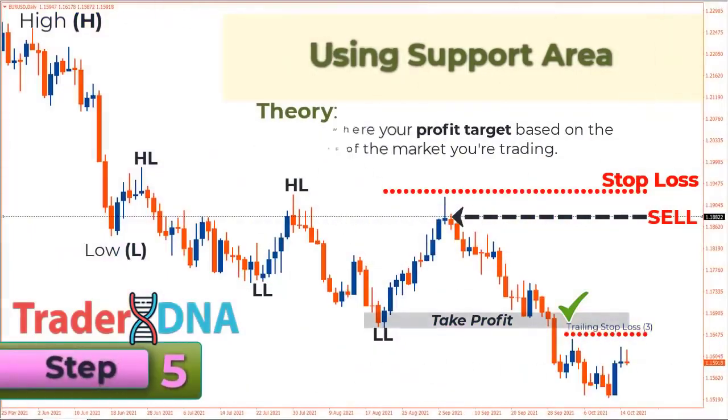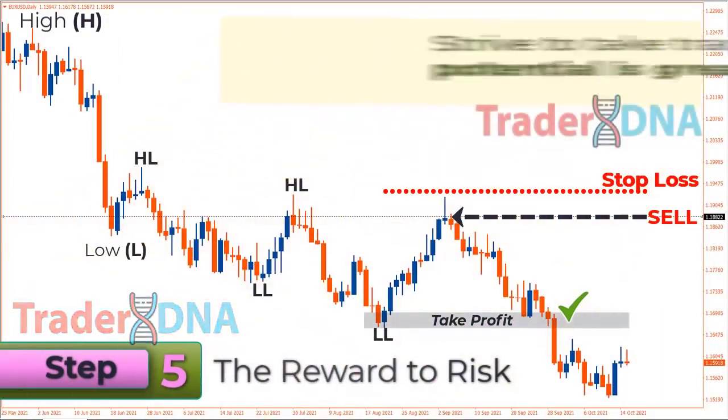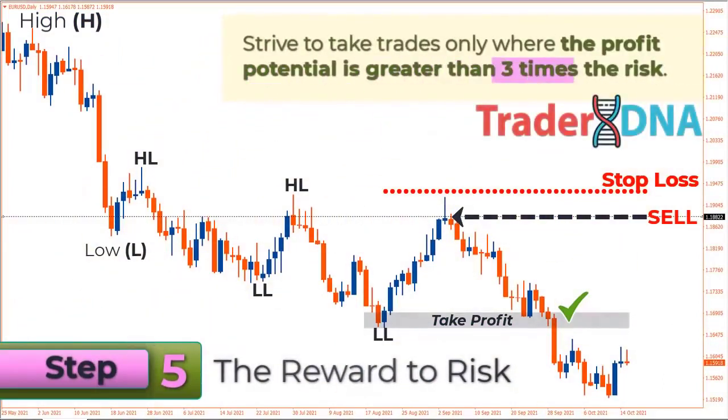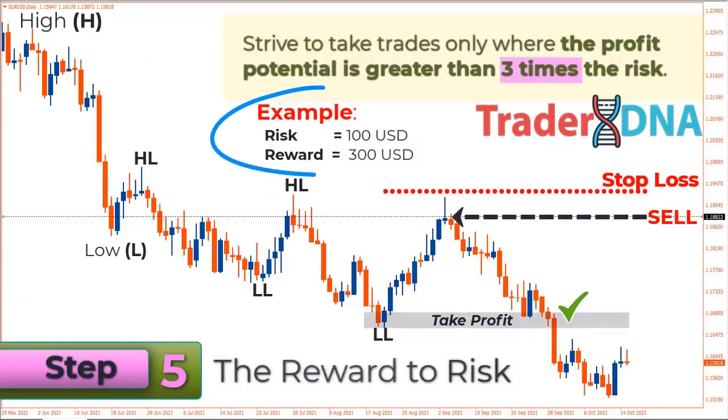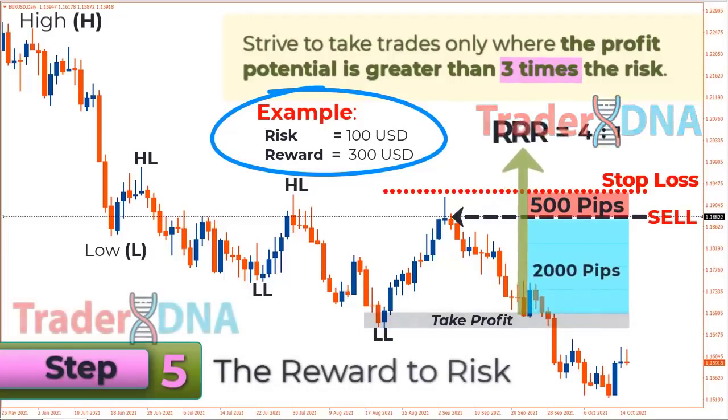Step 5. The reward to risk. Strive to take trades only where the profit potential is greater than 3 times the risk. For example, losing $100 if the price reaches your stop loss means you should be making $300 or more if the target price is reached. In this example, the risk is around 500 pips, but the profit potential is 2,000 pips. That's a reward to risk ratio of 4 to 1.